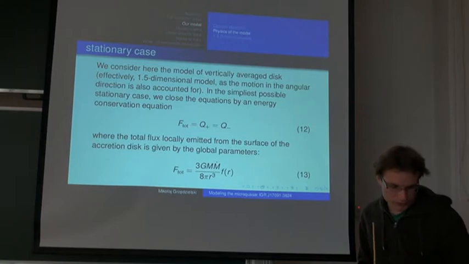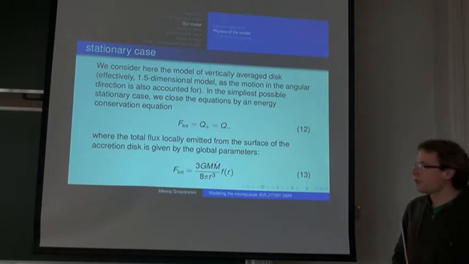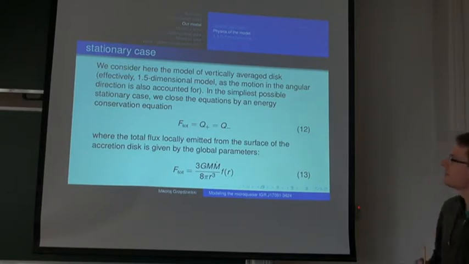Otherwise, it's... So, go on. Please go to the stationary solution of disks. We assume that this is made from hydrogen, especially ionized hydrogen. In our model, we consider this disk, which is not infinitely thin but has a finite thickness, and the variables like density, temperature, and pressure are radially averaged. So it is called a 1.5 dimensional model.